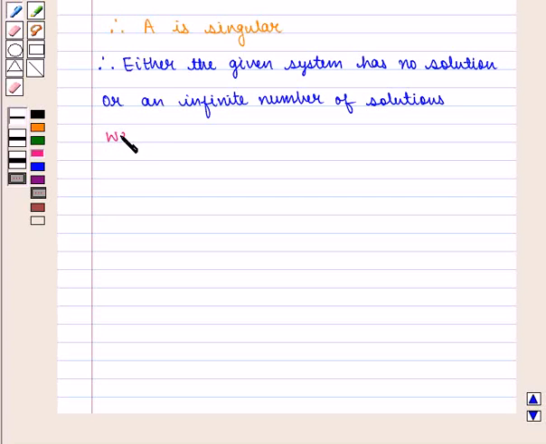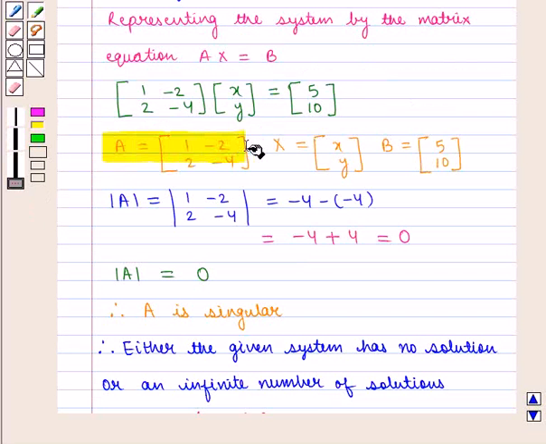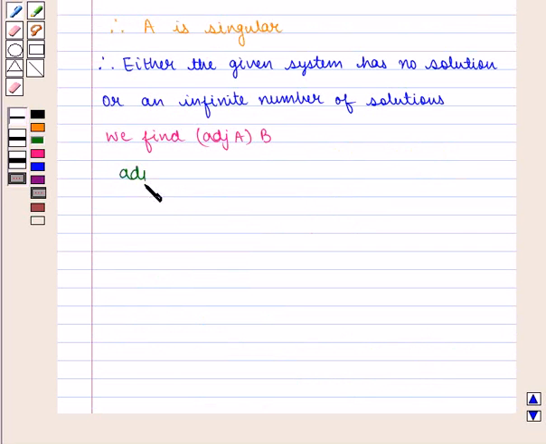Now we find adjoint of A into B, and A is given by the 2x2 matrix containing elements 1, 2, minus 2, minus 4, and we can obtain the adjoint of A by interchanging the entries on the leading diagonal and changing the sign of the entries on the other diagonal. So adjoint of A is given by the 2x2 matrix containing elements minus 4, minus 2, 2, 1.